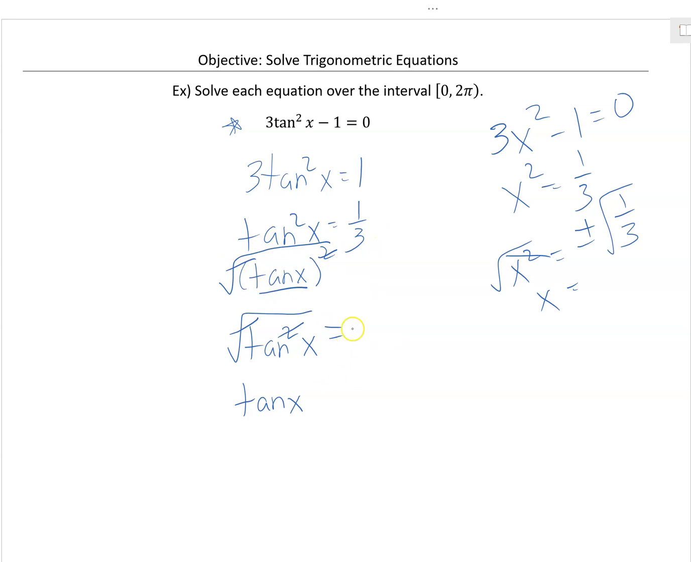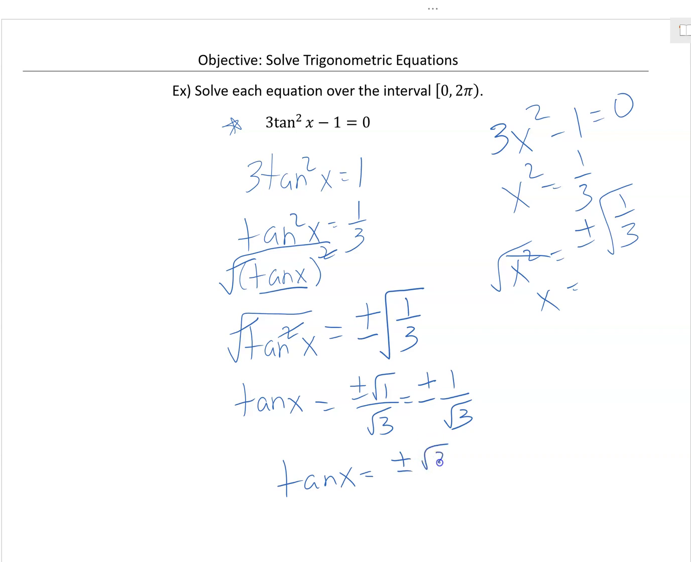We also have to take the square root of this side, of course, and that gives us a plus or minus the square root of 1/3, which would be plus or minus the square root of 1 over the square root of 3, and the square root of 1 is 1. So we get plus or minus 1 over root 3, and that would give us then tangent of x equals plus or minus the square root of 3 over 3 when it's rationalized.